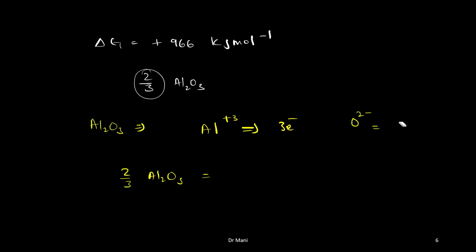Here O2 minus is 2 electrons. So if you see here, total 2 aluminium, that is 3 times 2, 6 electrons, plus 3 times 2 is 6 electrons. So total 12 electrons. You divide 2 by 3. So that will come out to be... something I did mistake. One second, let me think.